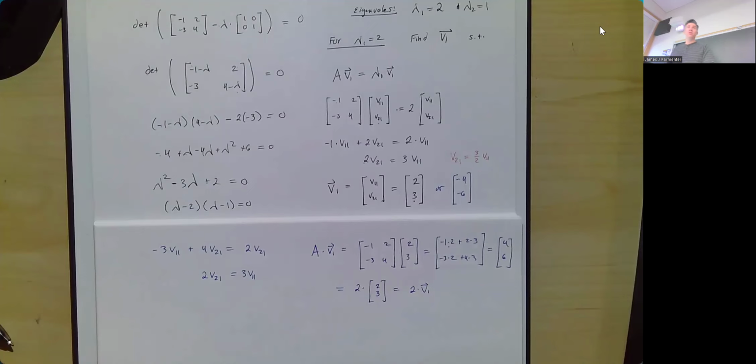So it really should always be the case that once you find the eigenvector, the matrix times the eigenvector has to equal the eigenvalue times the eigenvector. You have no other recourse.